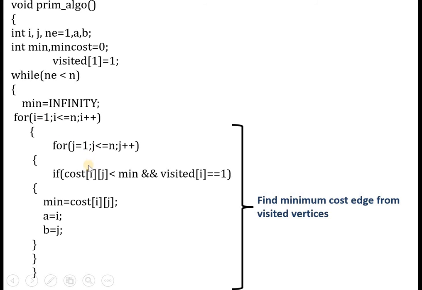Then (1, 2). We check (1, 2), (1, 3), (1, 4). Then I is incremented, it becomes 2: (2, 1), (2, 2), (2, 3), (2, 4). Then I is incremented: (3, 1), (3, 2), (3, 3), (3, 4). In this way, this loop finds the minimum cost edge from the visited vertex only, because this is the AND condition. So you have to take only the visited vertex for finding the minimum cost edge.